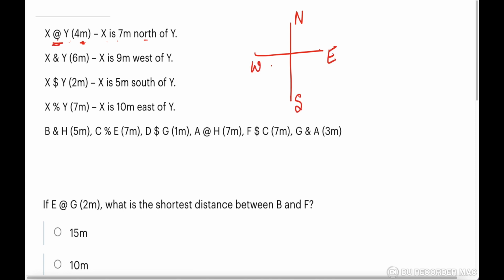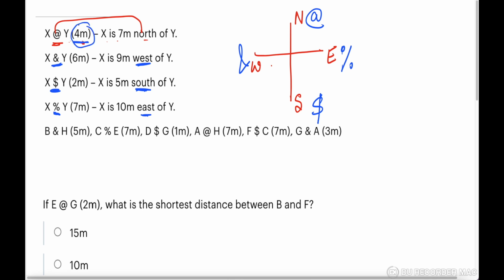Now at the rate is equal to north. So at the rate is equal to north. So write down at the rate over here. And is equal to west. So here write down and. Dollar is equal to south. So write down dollar, and percentage is equal to east. So percentage over here. Now you have to decode this one.